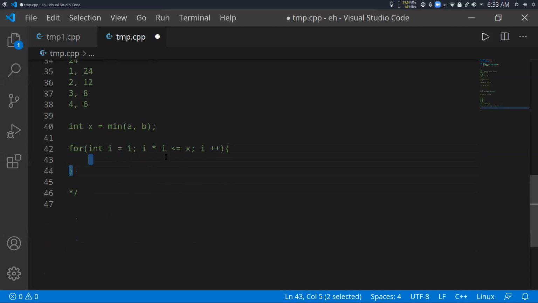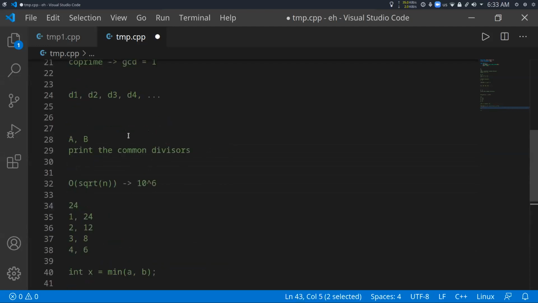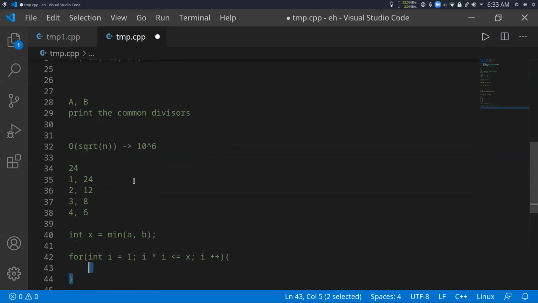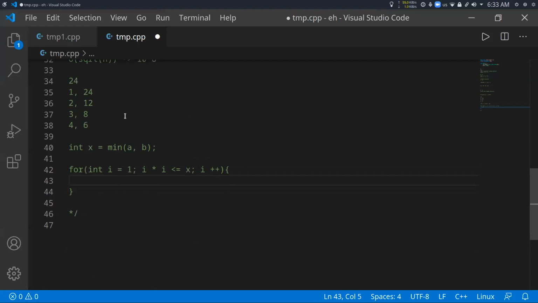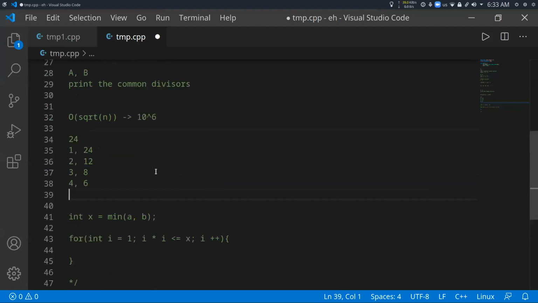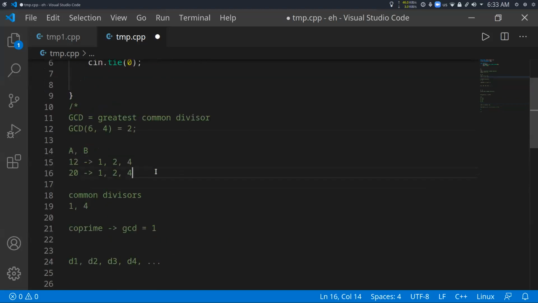But for this particular problem, fetching all the common divisors will not be efficient, because, let's see the example here.